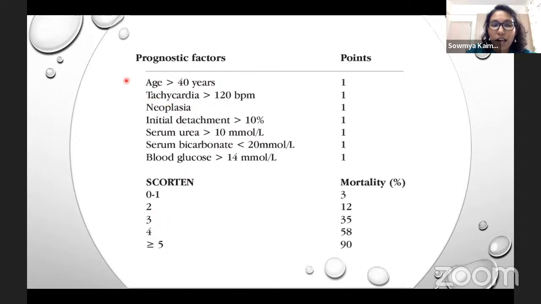Like for example, you have a 60-year-old patient with tachycardia, with an underlying malignancy, and say, for example, a detachment of about 30%. This patient will get a score of at least 4. So if you have a score of 4, the mortality rate tends to be 58%. So that's pretty high mortality, which doesn't normally occur in other skin diseases. TEN is one of the most fatal drug reactions that you can have. So that's about SCORTEN.